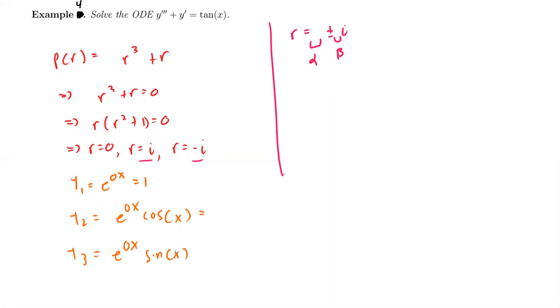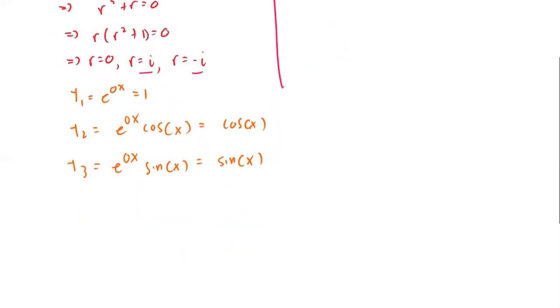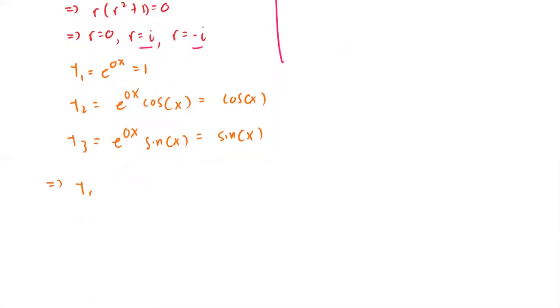So to simplify these, we get cosine, because e to the 0 is 1. Here we get sine. So the complementary solution is C1 times 1 is just 1, plus C2 cosine x, plus C3 sine x. And these, again, this solution works for all real numbers. This is for I, negative infinity to infinity.